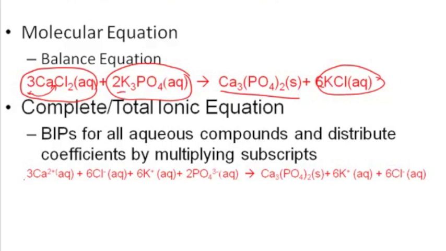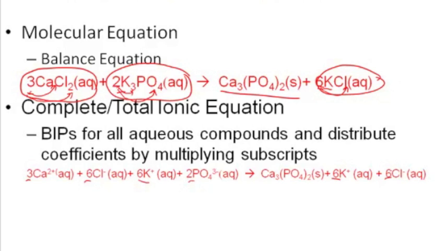3 times 1 is 3 calcium. 3 times 2 is 6 chlorides. 2 times 3 is 6 potassiums. 2 times 1 is 2 phosphates. I leave that together. 6 times 1 is 6 potassiums, and 6 times 1, which is 6 chlorides.